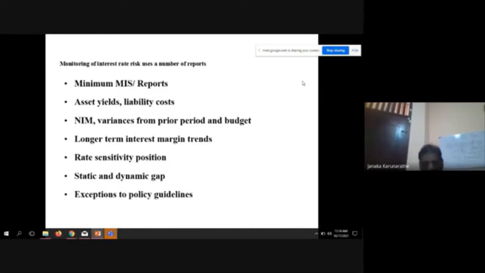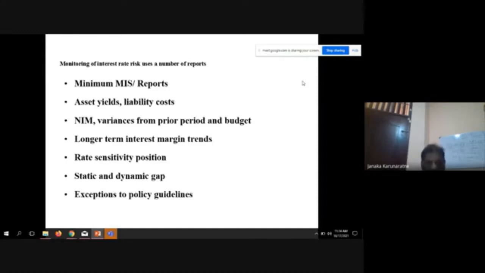If there are adverse variations, how you can readjust your portfolio to ensure that you achieve the budgets and you maintain the expected net interest margin, and also to identify problems that led to differences, either on the adverse side or the positive side.